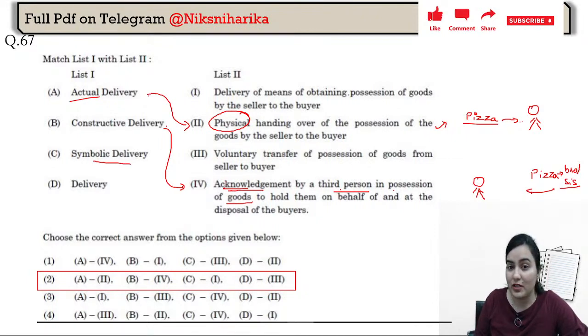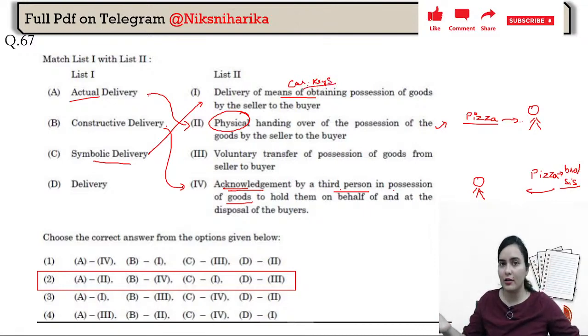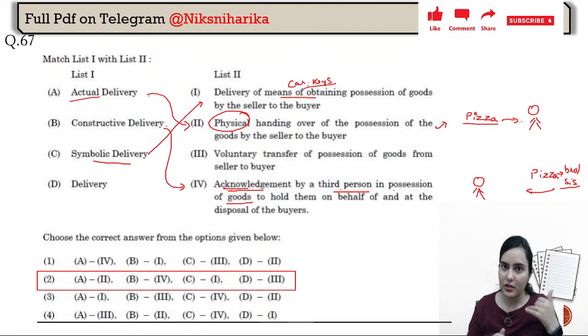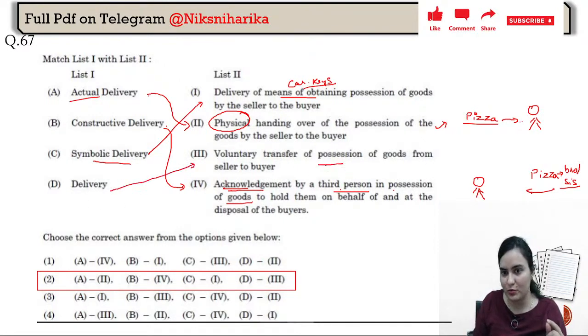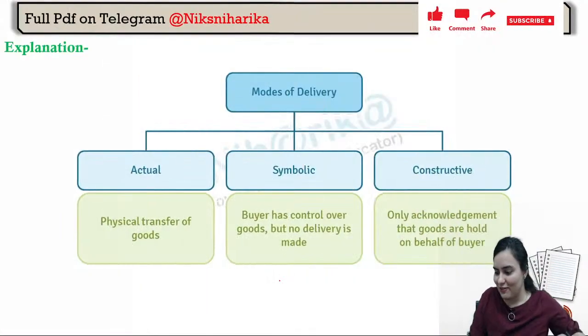Symbolic delivery is delivery by means of obtaining possession of goods by the buyer from the seller through a symbol. Like you can say car keys. We do not get the four-tire car in our hand. We do not get the house in our hand. We get the house keys. We get the house papers. Similarly, if we get only the pizza bill, that is a symbolic delivery. If a brother or sister says, okay, I'll take the pizza, don't worry, you keep the bill, I'll hand over the bill to you. So the bill, car keys or house keys are symbolic delivery, which shows some symbol. And delivery is the voluntary transfer of possession of goods from seller to buyer. That's it. So this is the difference.